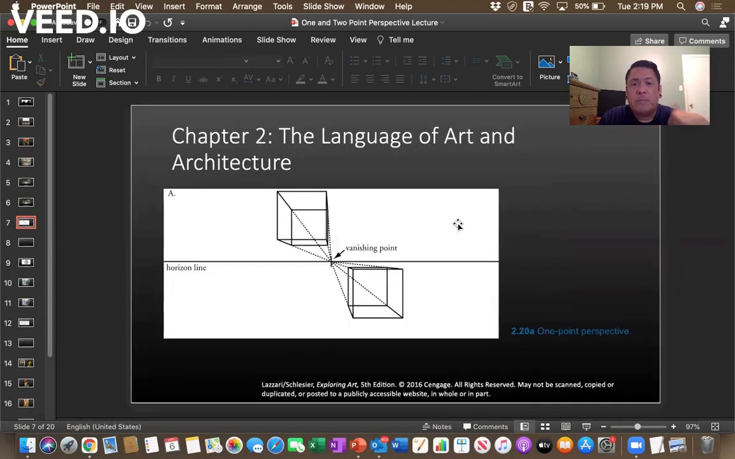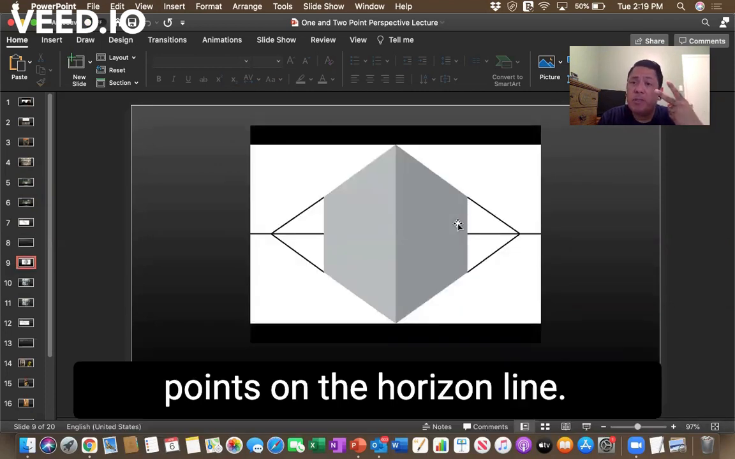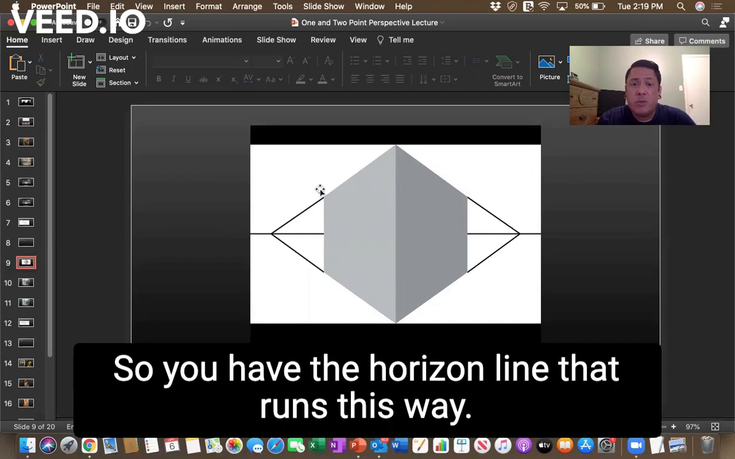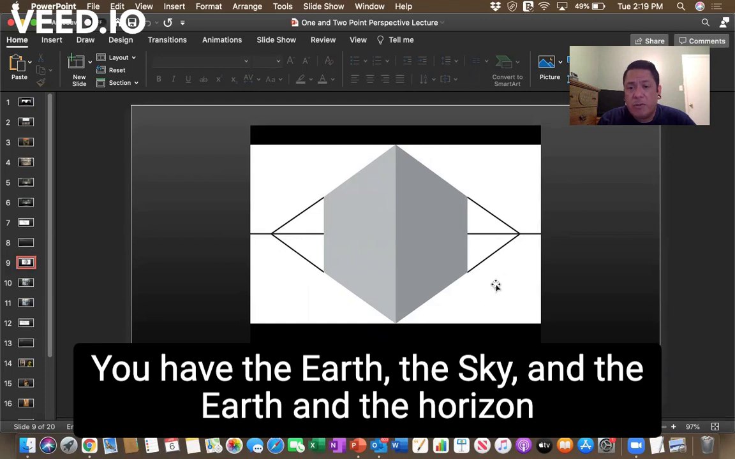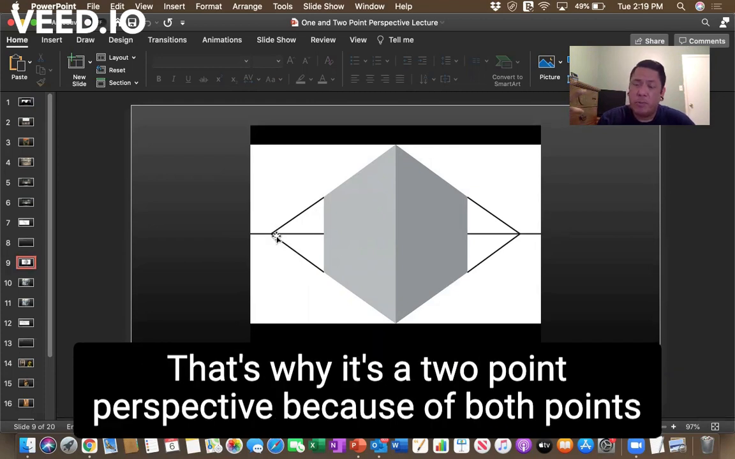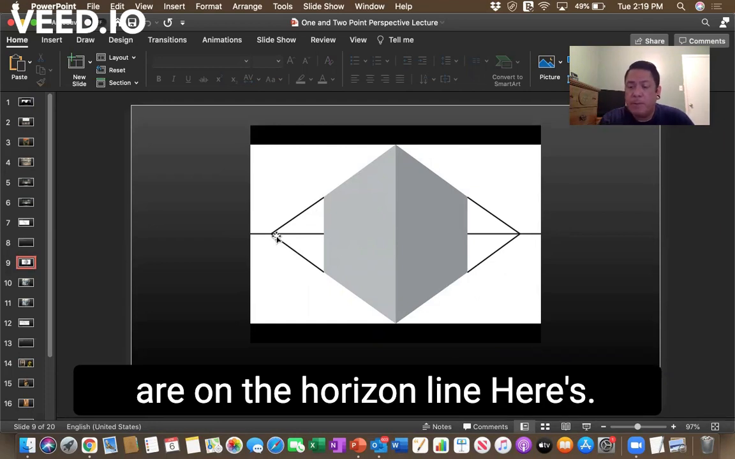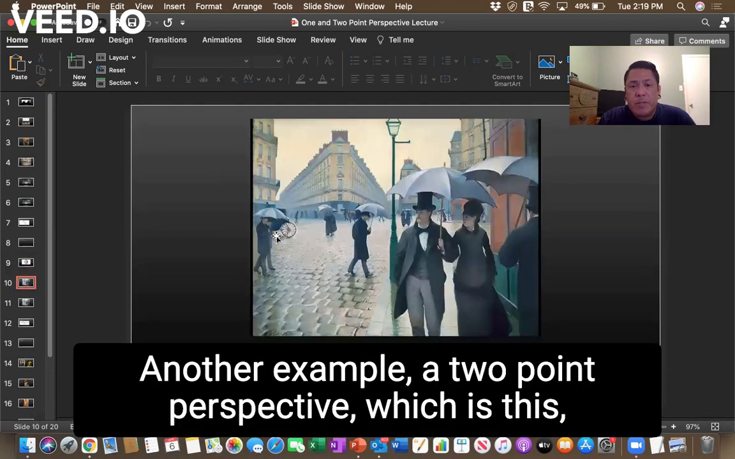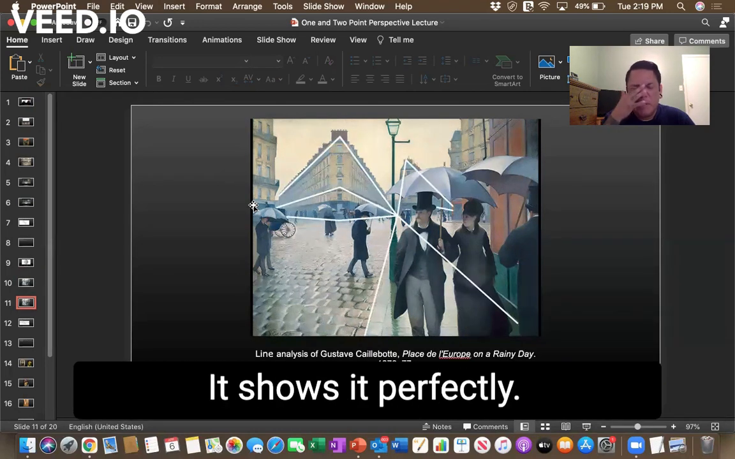The vanishing point. Now, 2 point perspective is when you have two vanishing points on the horizon line. So you have the horizon line that runs this way. You have the earth, the sky, and the horizon line. Then you have one vanishing point, and another vanishing point. That's why it's 2 point perspective, because both points are on the horizon line. Here's another example of 2 point perspective, which is this. And here you go. It shows it perfectly.